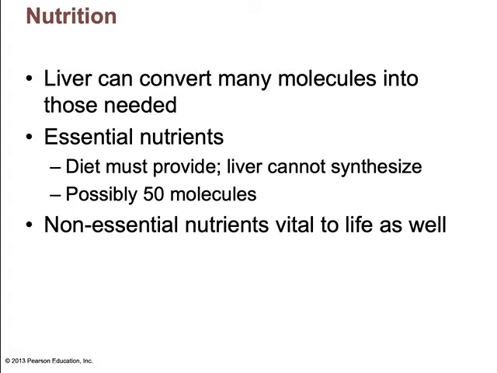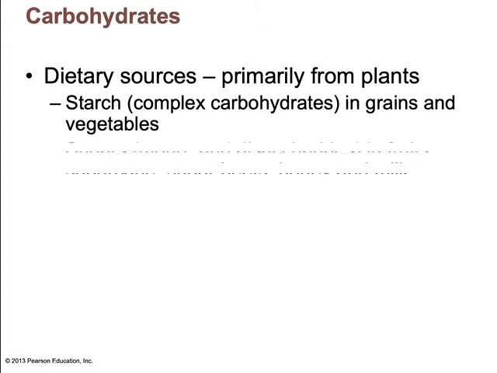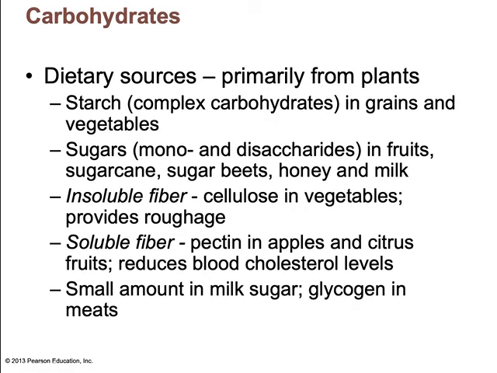Essential nutrients are the ones that we have to eat in order to have. The liver can't make these. There's about 50 essential molecules, including essential amino acids and fatty acids, that we have to consume in order to have. Non-essential nutrients are also critical to life. I mean, the bottom line is we are what we eat. Okay, and if we don't eat enough to support the maintenance of the body, then we're slowly going to starve to death. Carbohydrates are an example of a high-calorie group.